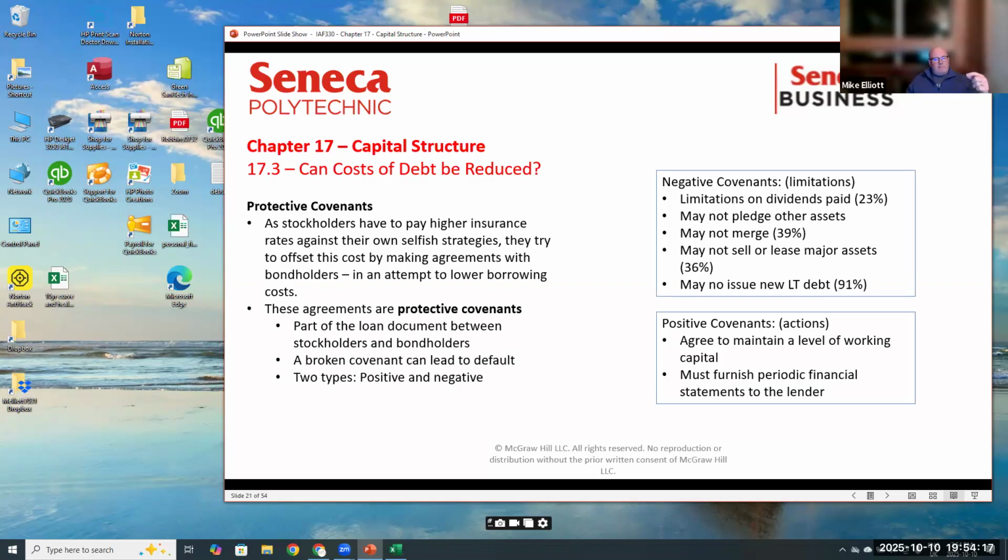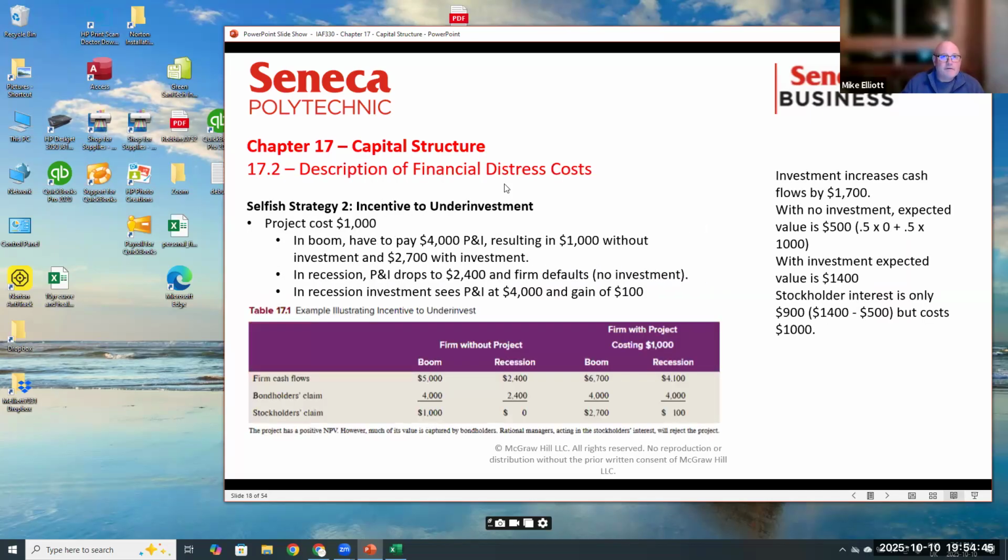These are clauses we put on the debt agreements to limit what can be paid. The stockholders have to pay higher insurance rates against their own selfish strategies to cover some of these costs. We're going to offset some of these by making agreements with bondholders to try to lower the cost of those bonds. How do we lower the cost of bonds? We get rid of some of the financial distress costs or likely financial distress costs.